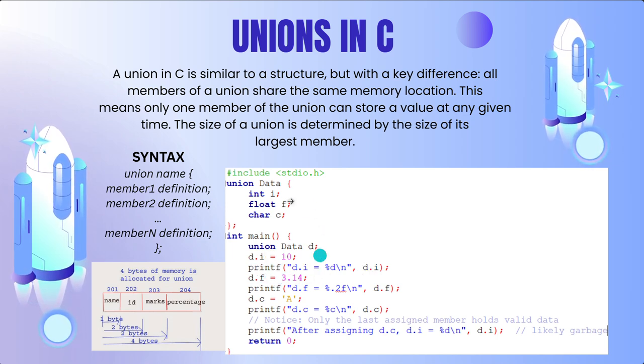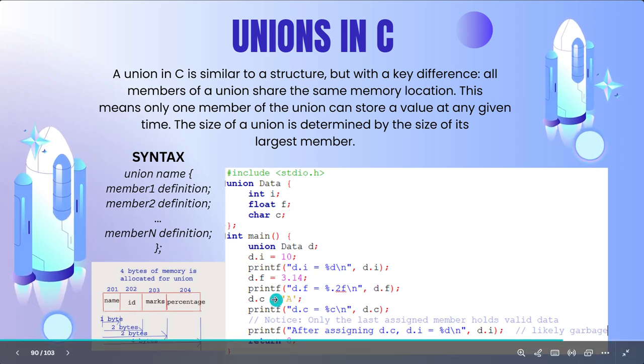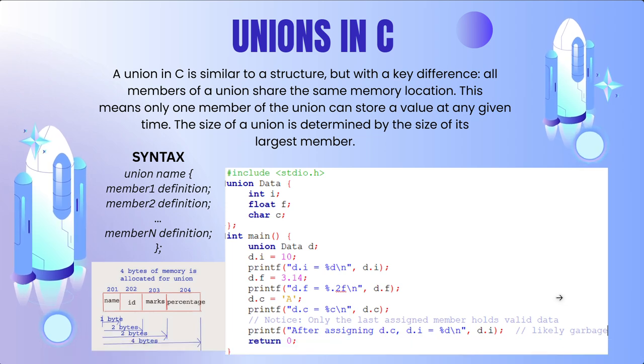Again d.f we are storing as 3.14. We are printing this. d.c equals 'a', then we are printing this again. Notice only the last assigned member holds the valid data. You have to remember this. Now print after assigning d.c, d.i. These two which we are printing won't be printed properly. This is going to be stored as garbage memory. Okay, I hope the concept of unions is clear.